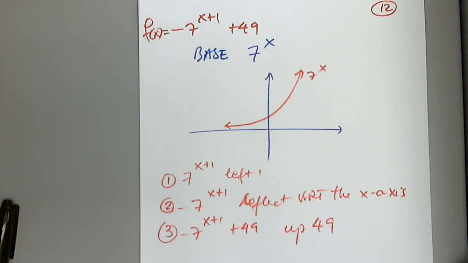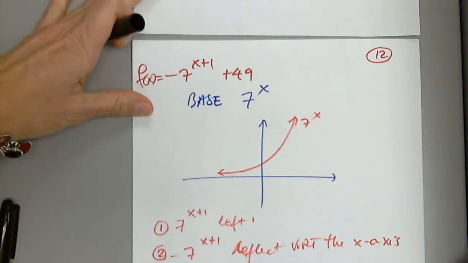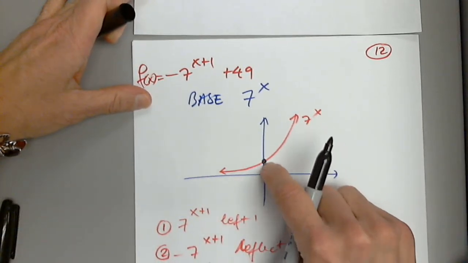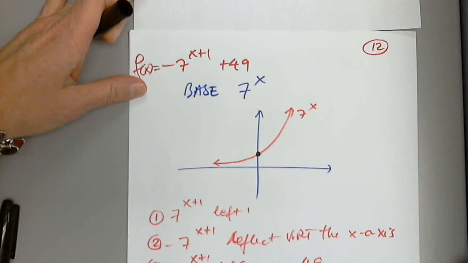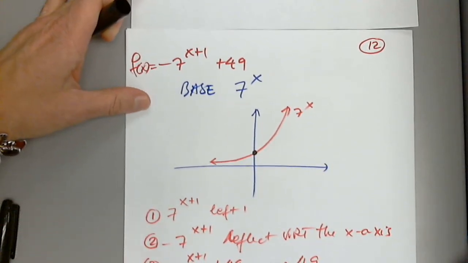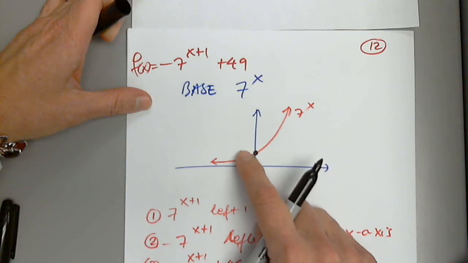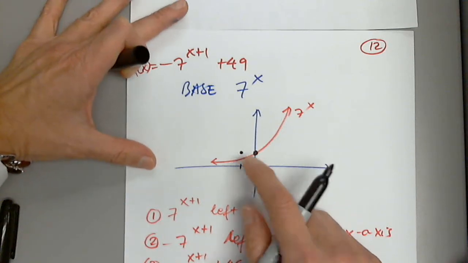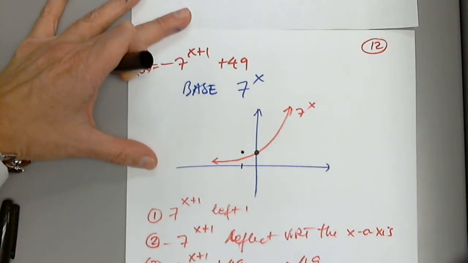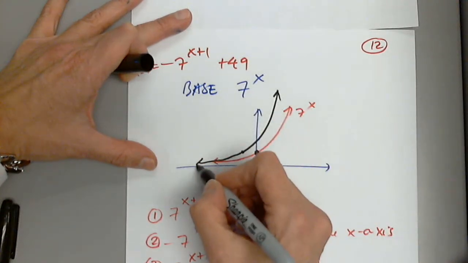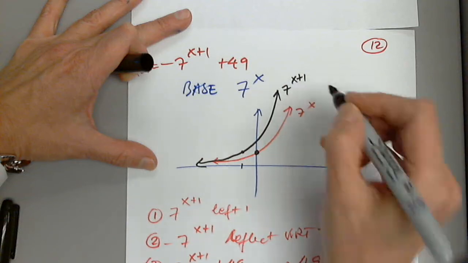So I graphed the base function. Now I want to graph number 1. And you already told me to shift it left 1. Where does this point go? That's my marker, my indicator, if you want. Left 1, right here. So it was at 0, 1. Now it's at negative 1, 1. Correct? Not yet. So this is 7 raised to x plus 1.